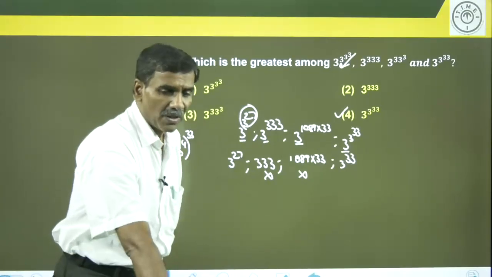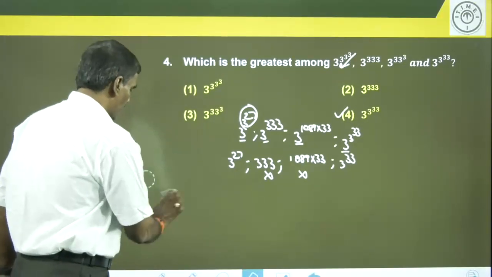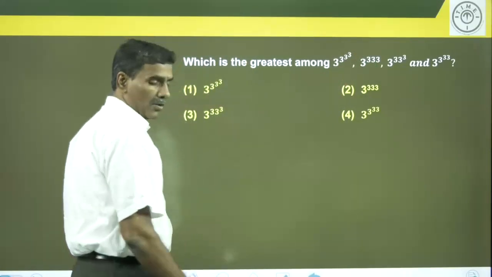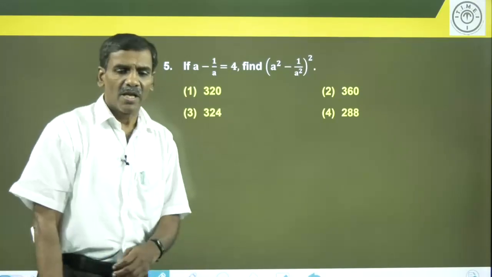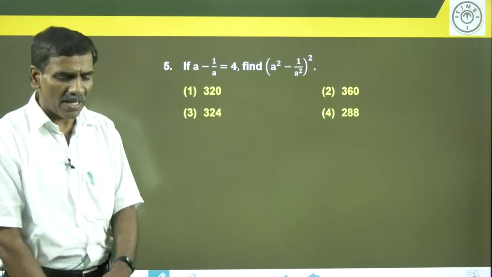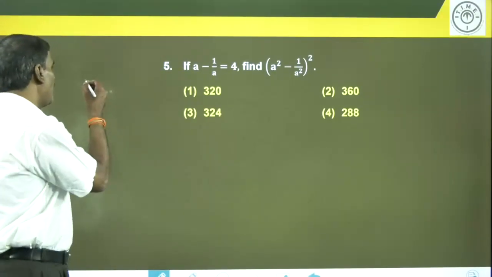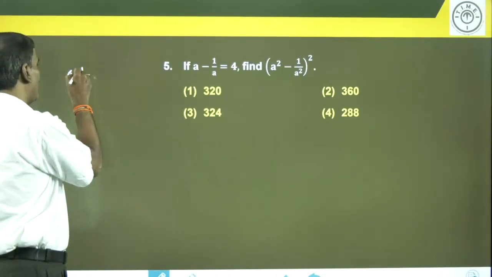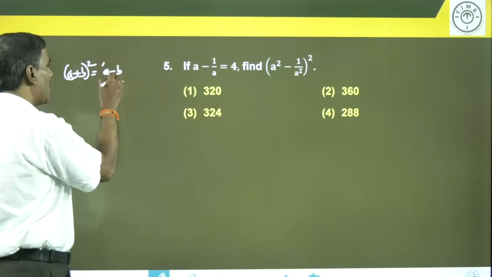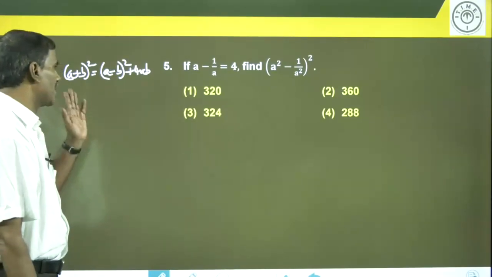Let's look at one more question that was given in the ICET examinations in the recent past. Right. So let's look at this question. If a minus 1 by a is equal to 4, what is the value of a square minus 1 by a square whole square is the question. So a minus 1 by a is given as 4, and we know a plus b whole square, in terms of a minus b whole square, is nothing but a minus b whole square. To that, if we add 4ab, we get basically a plus b whole square.